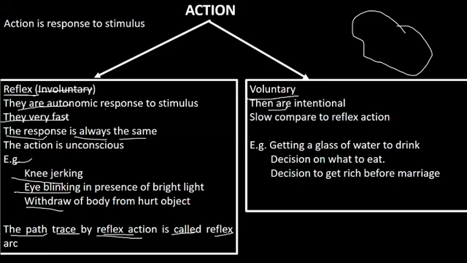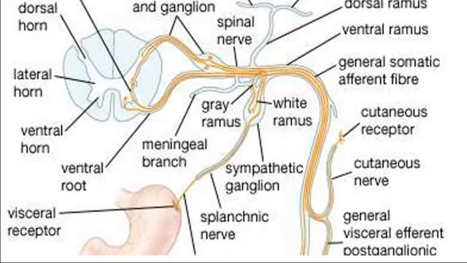What about actions that are voluntary? They are intentional. They are slow compared to reflex action, e.g., getting a glass cup of water, a decision on what to eat, and a decision to get rich before marriage. They are those things. So this is the typical reflex arc. It's very complex, but I want to show you that it's something that you can know.